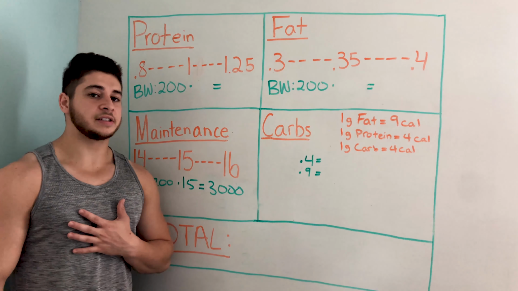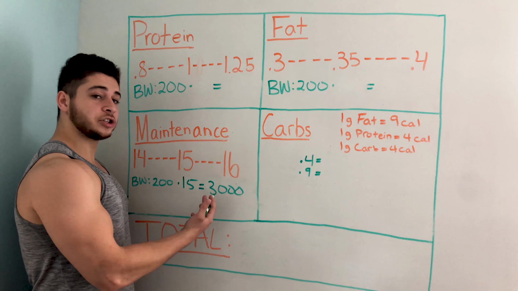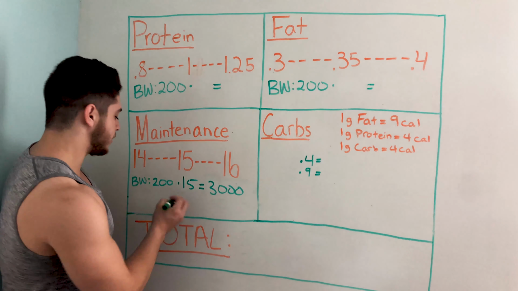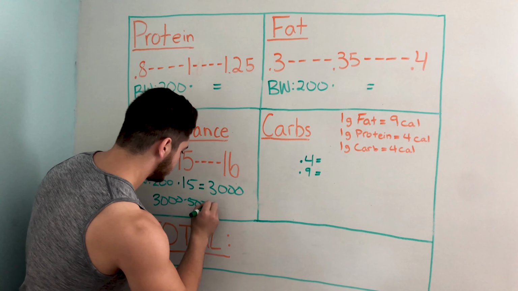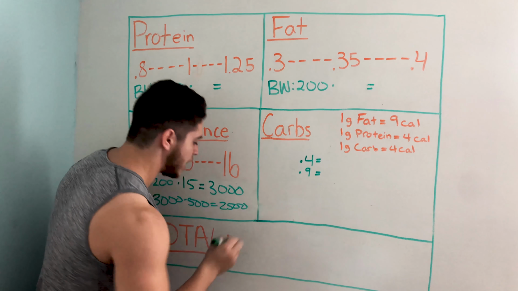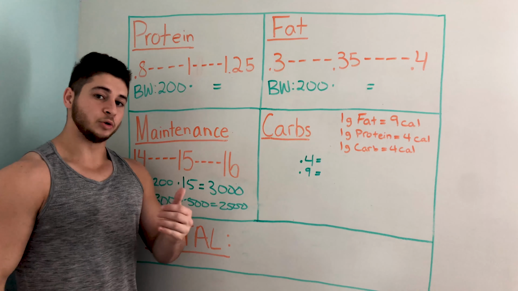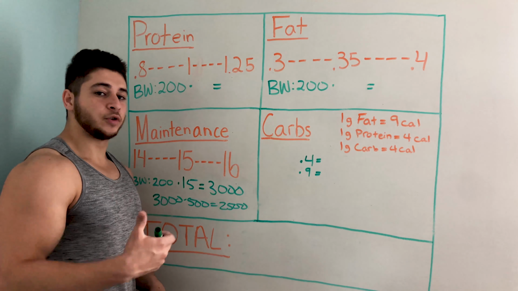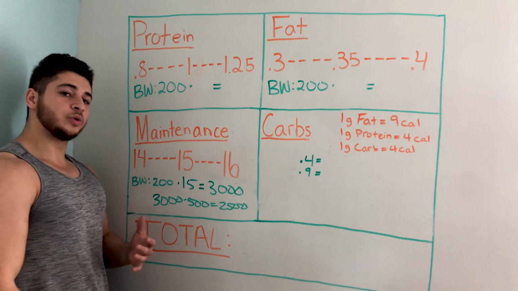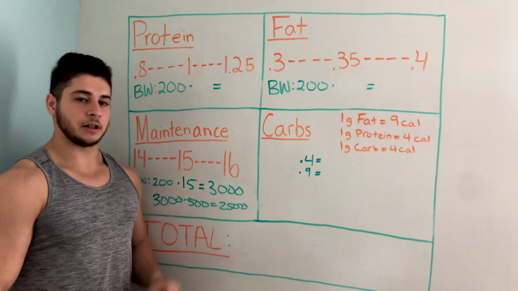But if I'm personally deciding I want to be in a cut, what I'm going to do is take that 3,000 calories and subtract 500. So 3,000 minus 500 equals 2,500 calories. And that's how many calories I ought to be consuming to lose body weight and to actually be in a caloric deficit. But if you want to be someone who's in a bulk, all you have to do is, instead of subtracting 500, add 500 to your maintenance calories.